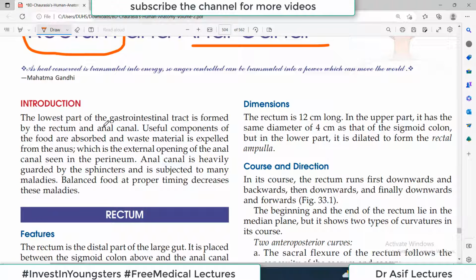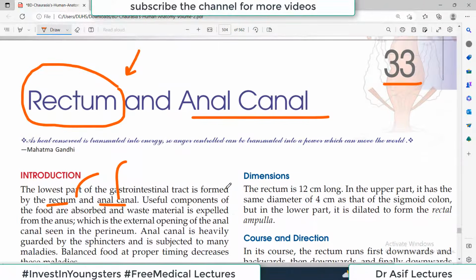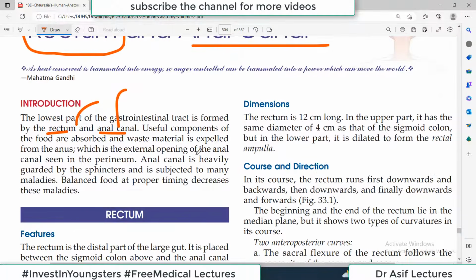The lowest part of the gastrointestinal tract is formed by rectum and anal canal. So this is the downward side of the GI tract. हमने GI tract जो कि oral cavity से start होता है उसके different parts पढ़े हैं, esophagus, stomach, small intestine, large intestine में ascending colon, transverse and descending colon. So the last bit of this tube is the rectum and anal canal, जिसकी बहुत clinical relevance है, इसीलिए इस पे पूरा अलग से chapter है.